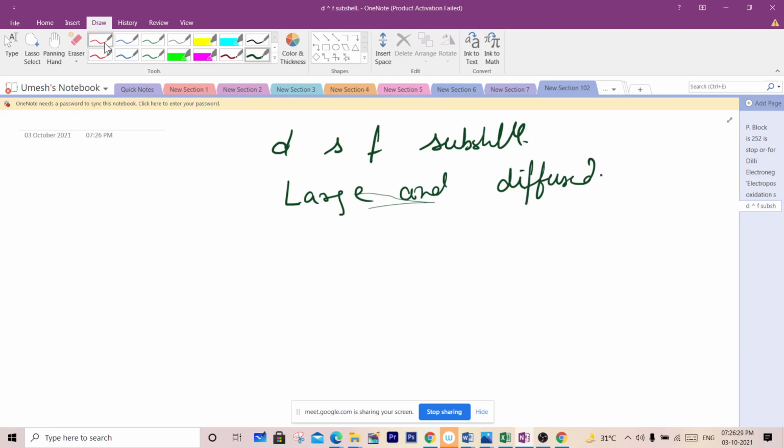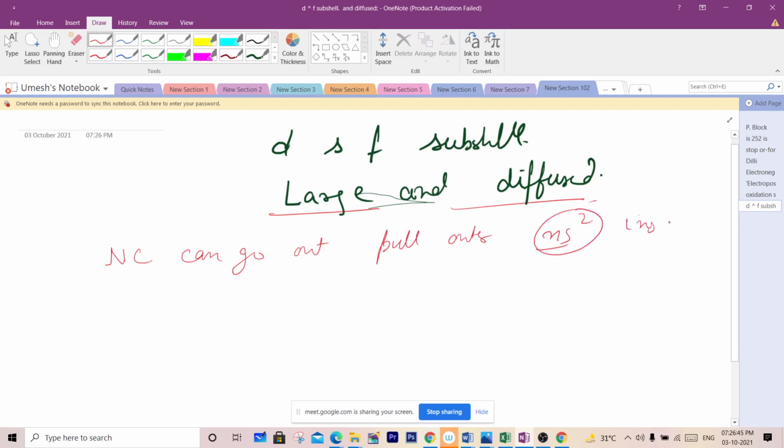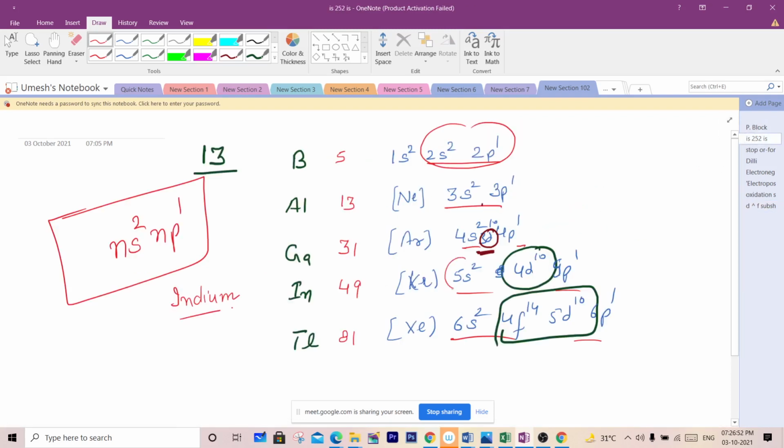So what will happen with that? They are large and diffused, so the nuclear charge can go out and pull the outer ns electron pair inside. They are no more available for making any bonding. See this electronic configuration, the 5s2 and 6s2 are pulled inside. They are no more available for making any bond, and that is why they become inert.